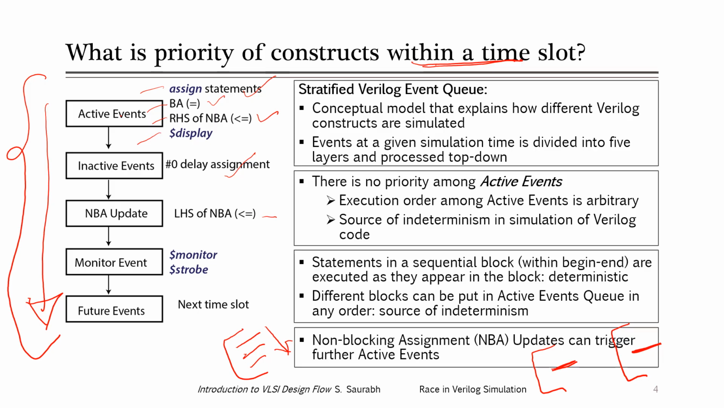So whenever non-blocking assignment updates are made, they can trigger further events in the active event queue. So it is not that it is executed only in a top-down manner. When it reaches this point, it can again set some active event queue, because some variable may be dependent on what was updated in the non-blocking assignment, and because of that those events are created in the active event queue, and therefore execution will go into the active event queue again, and then it will go again in this order, right? It can be done multiple times.